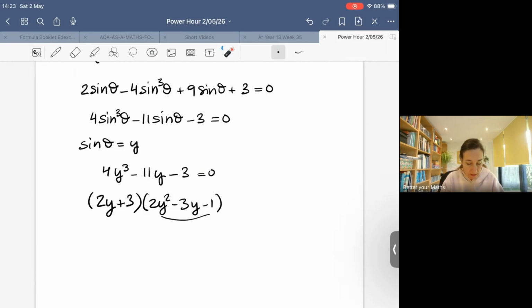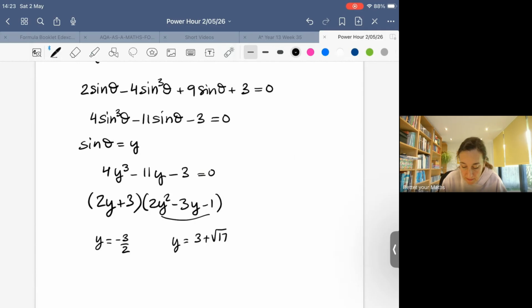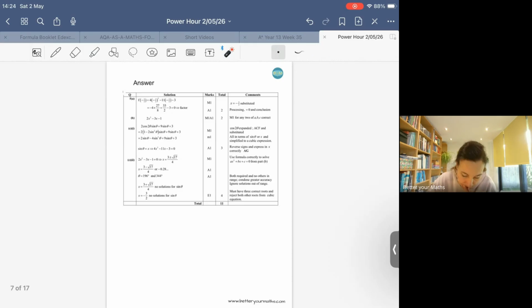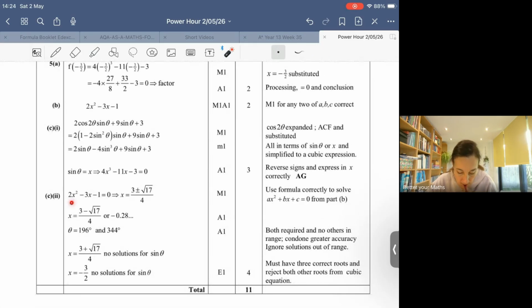2, minus 3, minus 1. The roots here. So you have the first one is y equals minus 3 halves. Then you have y equals 3 plus root 17 over 4 and y equals 3 minus root 17 over 4. When you have to find the roots of a quadratic, let me show you the mark scheme. Use formula correctly to solve.